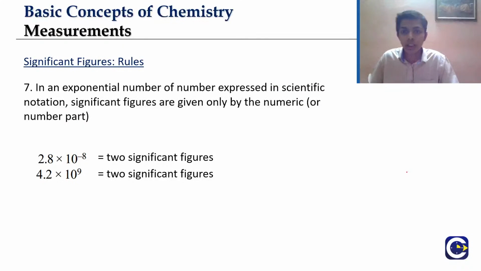Last point, the seventh one. In an exponential number, or a number expressed in scientific notation, significant figures are given only by the numeric part. Only this one is given significance. So 2.8 has only two significant figures, and this we have to ignore. 4.2 means two significant figures. We have to ignore this.